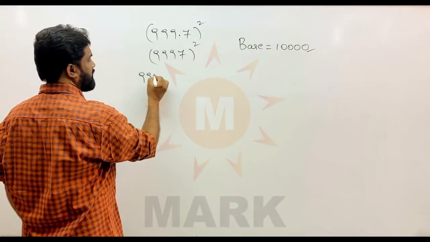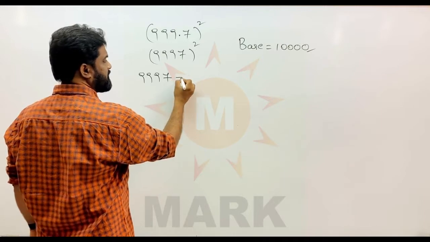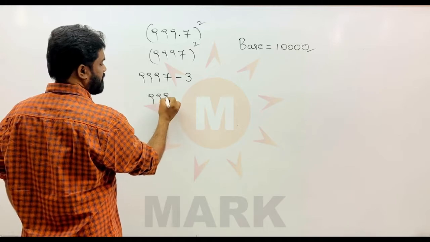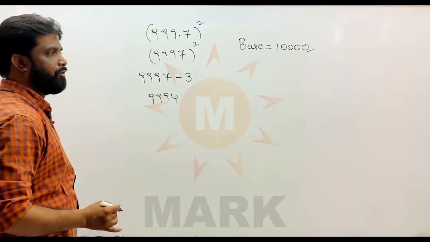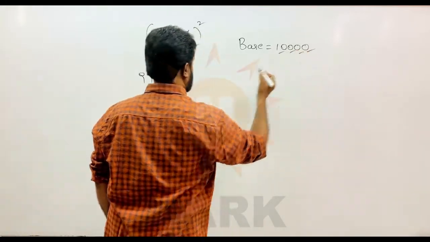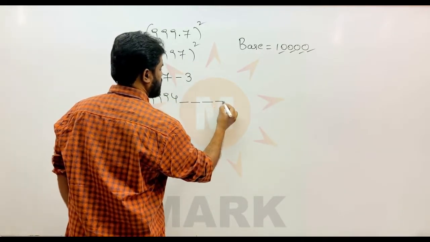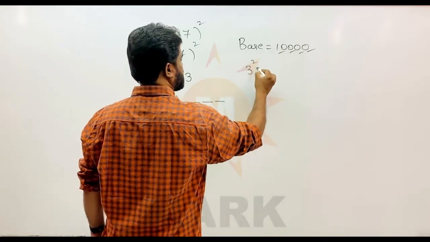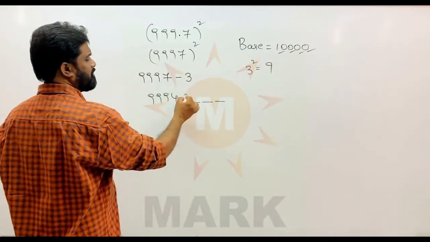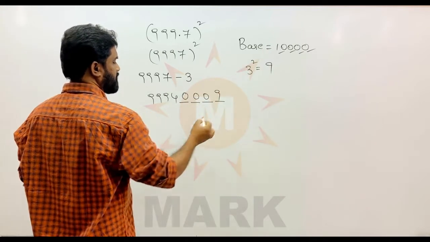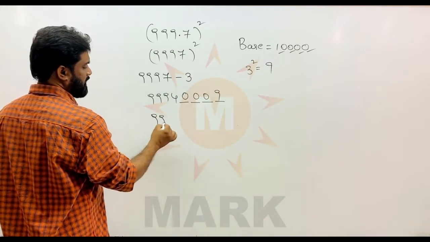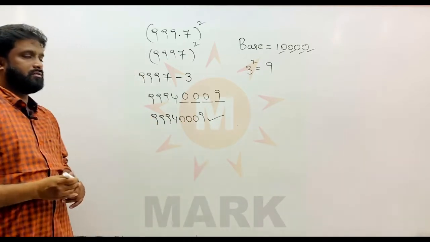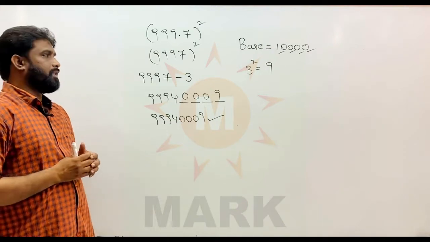You write 9997. What is the deficiency? Deficiency is 3. So immediately you will write 9994. Since the base is 10,000, there are 4 zeros, so first you write 4 zeros. And how do you fill those 4 zeros? With the whole square of this number. 3 square is equal to 9, and you write it like this: 0009. So your answer is 99940009. This is the answer for the question.